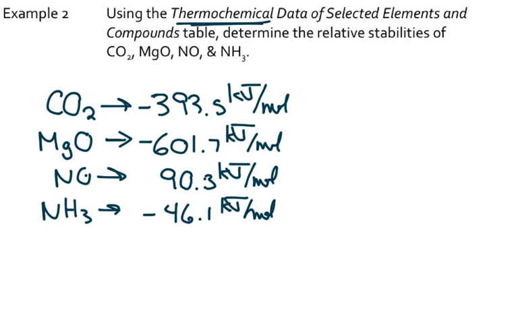So these compounds that are at a low energy state, these are the most stable. So the lowest energy would be the most negative delta H, which would be MgO. That would be our most stable compound.